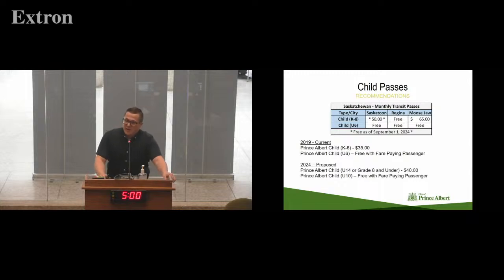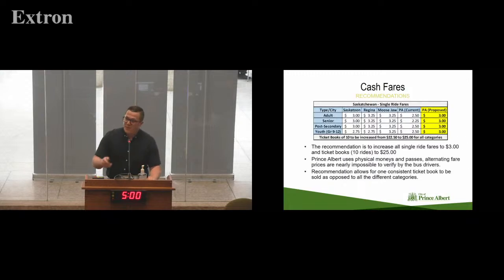Next is child passes, and that would be a slight change to the category to become under 14. The price would go up from $35 to $40. And we'd also increase the age of eligibility for free transit from under 6 to under 10. The purpose of this is just to improve affordability of the transit service for families. So what that would mean is if a parent had a 7-year-old and a 9-year-old and wants to go get groceries or go to Alfred Jenkins, that 7-year-old and 9-year-old would get on the bus for free.